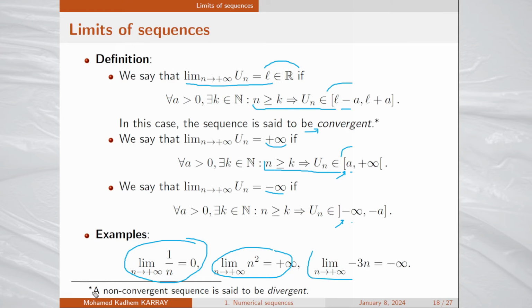Here is a remark which is important in some statements and some exercises. A non-convergent sequence is said to be divergent. So a divergent sequence means that either it has plus infinity or minus infinity as limit, or it has no limit. On the contrary, a convergent sequence means that the sequence has a limit, and this limit is a real number, so it is finite.